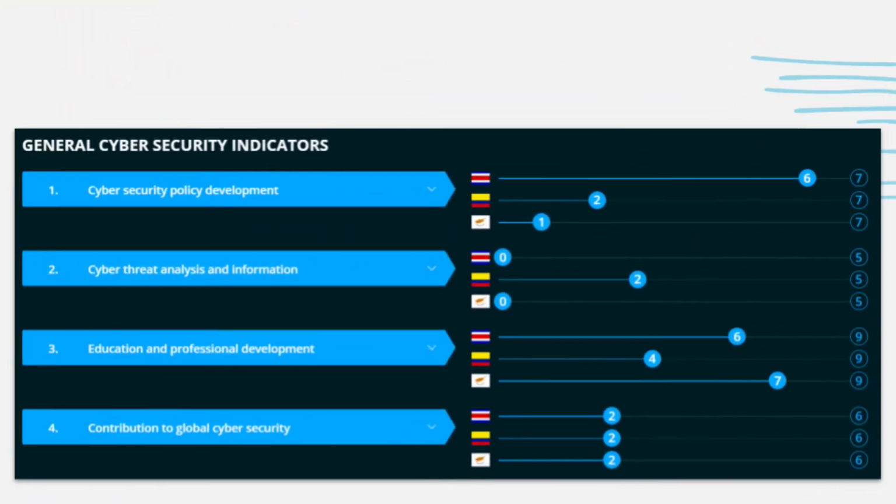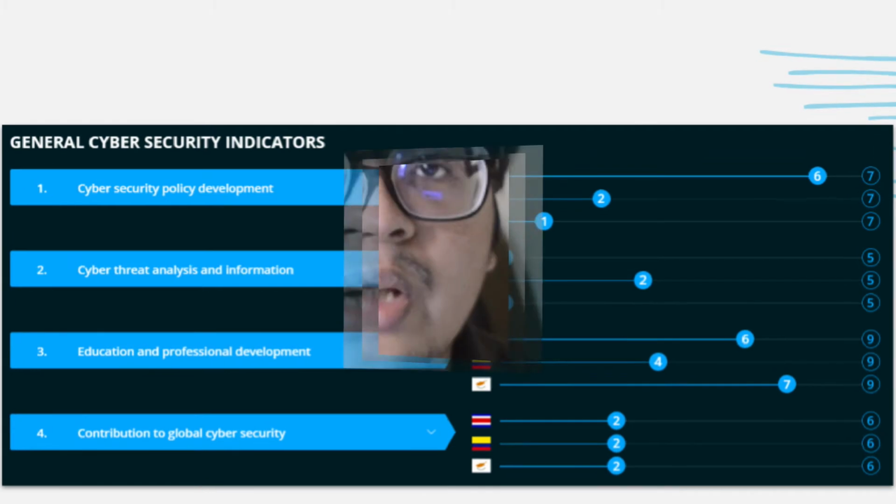For global cybersecurity indicators, in the categories of cybersecurity policy development and education and professional development, Costa Rica leads in both sectors among those three countries. Meanwhile, for the sectors of cyber threat analysis and information, Colombia is the leader. But in the aspect of contribution to global cybersecurity, all three countries are at the same level.